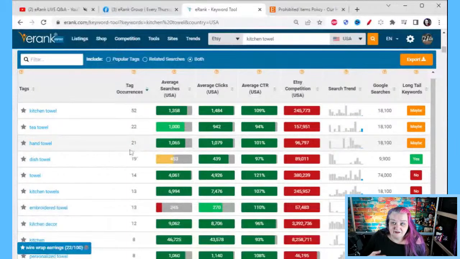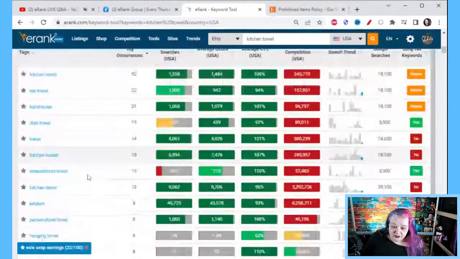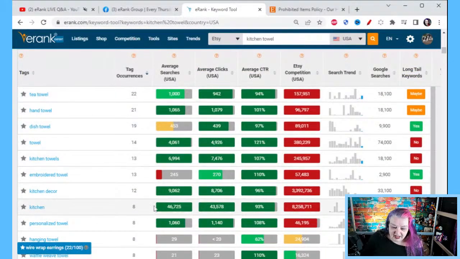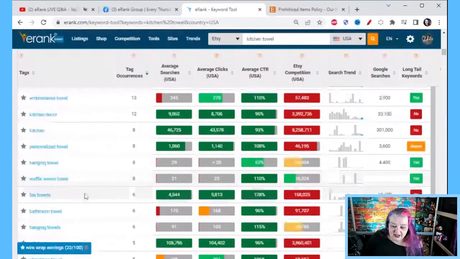Now the best market research you can do is find out what words people are actually coming to Etsy and searching for, and that's what this is. So when you look at this, you can see the average number of people that are searching for a thing, how much competition you're up against, and you've got the little search trend graph here as well, so you get an idea.